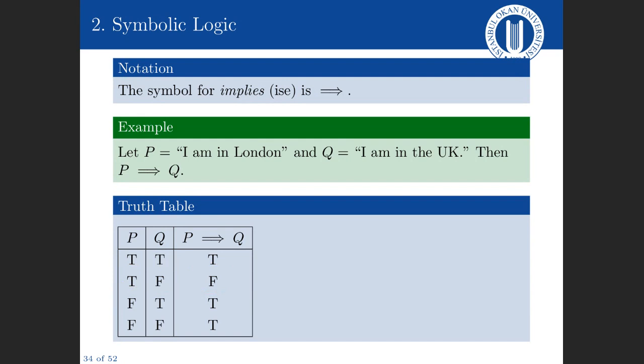The key part to remember is that implies means if P is true, then Q is true. So we're only interested in what happens if P is true. If P is false, we don't care about Q. If P is false and Q is true, that's okay. That can be true. We don't care about Q. If P is false and Q is false, again, that's fine. We don't care. Let's use this London and the UK example to understand this truth table.